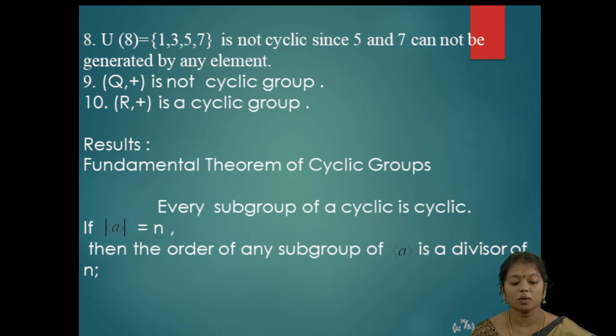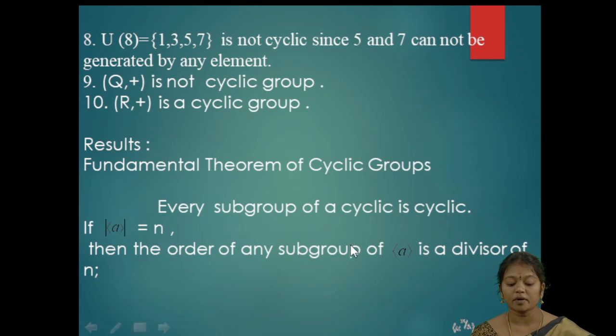Next example, Q under plus is not a cyclic group. Similarly, R comma plus is also a cyclic group. Q under plus is not a cyclic group and R comma plus is a cyclic group. We can check it. Next, some of the results under the cyclic group.